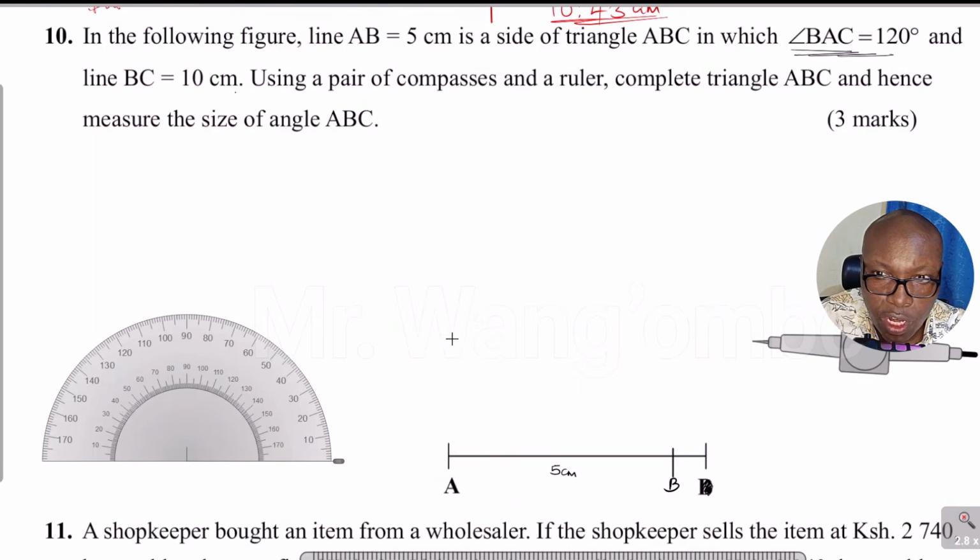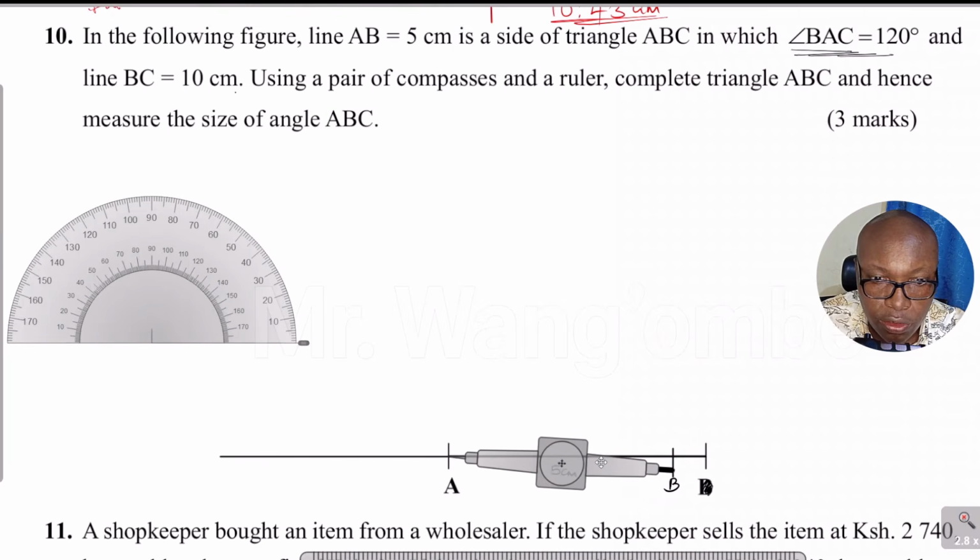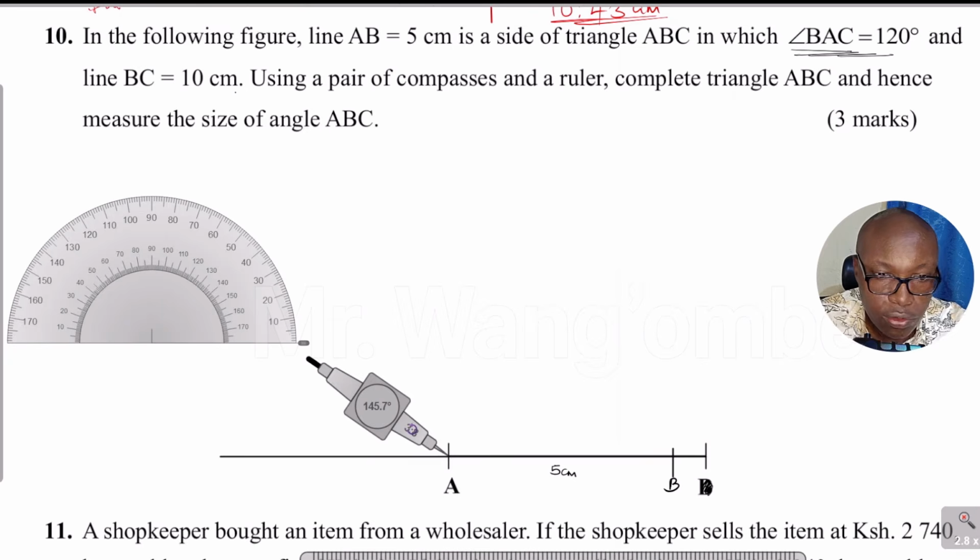So to have 120 on this side, I will have to extend this line AB. Let me extend it maybe up to that point, so that I can construct at A an angle of 60 degrees to the left, and then to the right I will have 120. So taking a pair of compasses, standing at A, this is how you construct an angle of 60 degrees, so that I can be left with 120 on the right hand side.